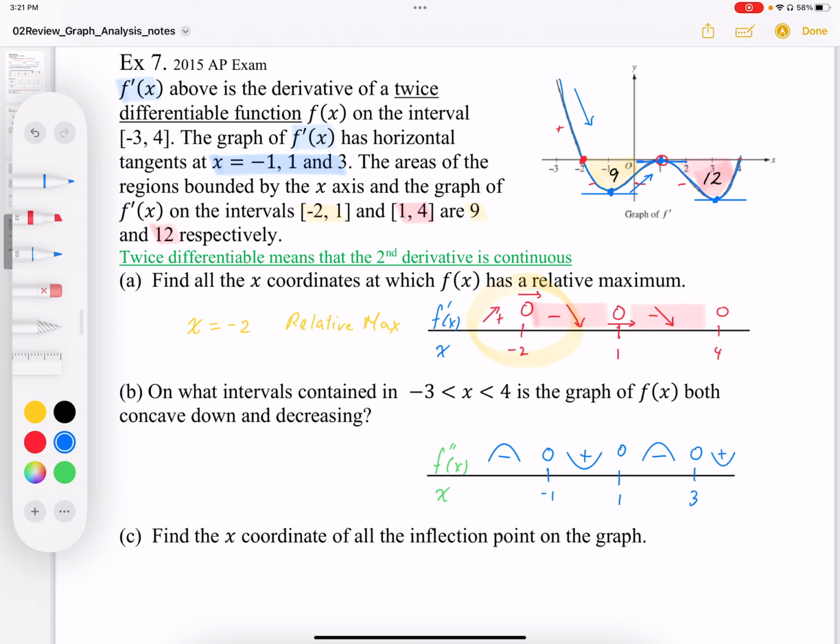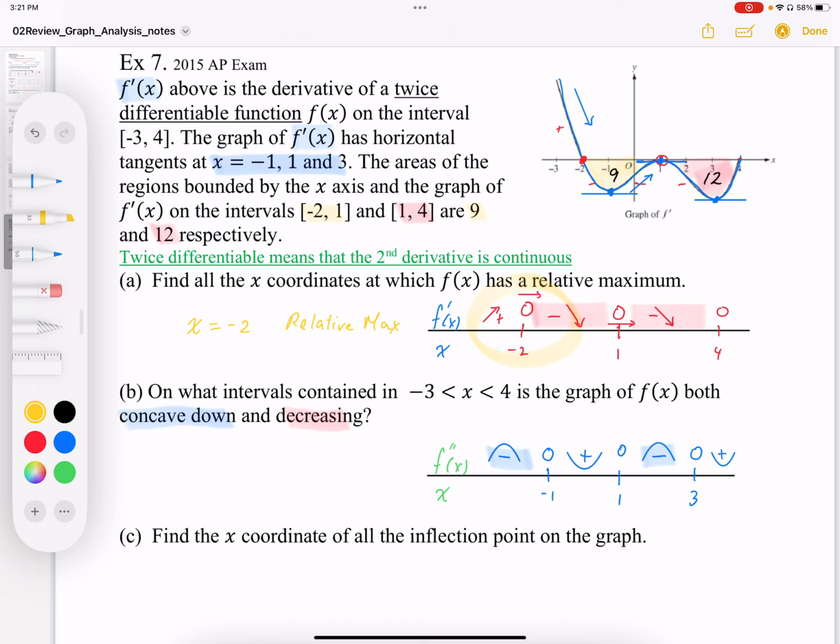So we need to know where the graph is both concave down and decreasing. Well, we figured out the decreasing regions. We also need to figure out the concave down regions, which are these ones here. So where it's both concave down and sloping down, or decreasing, it looks like between -2 and -1, it's concave down and decreasing. So I'm just going to find this overlap here.